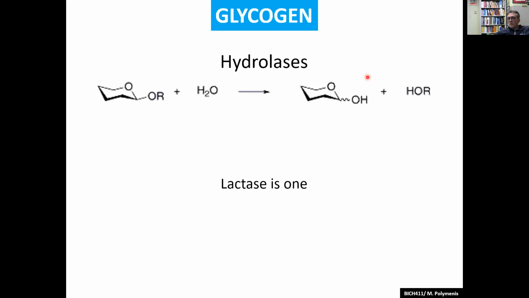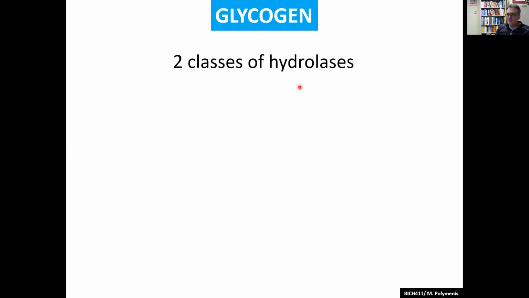So hydrolases, we've already seen a few of them. Lactase, for example, is one of them, right? That breaks down lactose in milk, releasing free glucose and free galactose. So hydrolases are very straightforward. You have water attacking, R is the whole chain of the sugar molecule, and you release just free sugar. There are two classes of hydrolases.